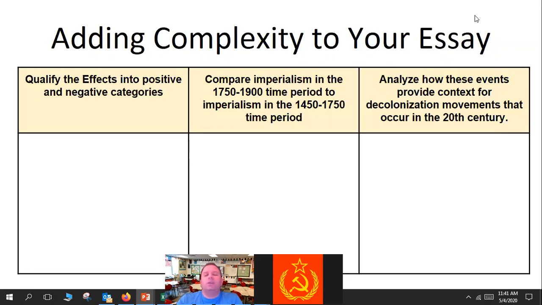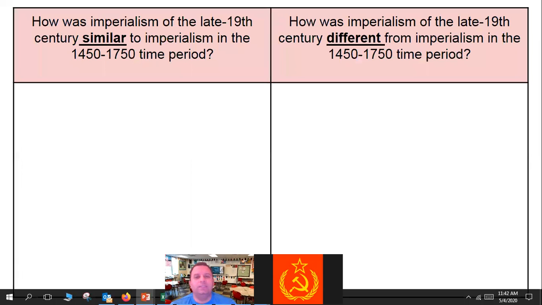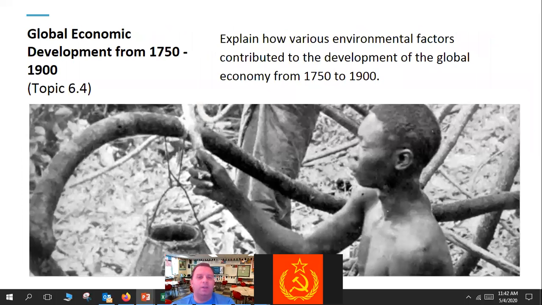Or you might look ahead to the next era, which is going to be harder for you to do because we haven't gotten to this era yet, and it's not being tested. But if you were looking to a future era, you might talk about how the events of this era from 1750 to 1900 provided the context for decolonization that's going to happen in the next century after the war is over. And so, again, if you're comparing and contrasting, you might think about what was similar and what was different, what the continuities were, and then what the changes were.